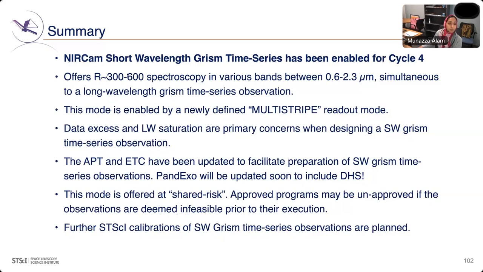The spectral resolution for the short wavelength time series is between 3 and 600 and provides spectra in various bands between 0.6 and 2.3 microns, simultaneously with long wavelength time series observations. Multi-stripe readout mode enables these observations to be performed. And when designing your short wavelength Grism time series, data access and long wavelength saturation are our primary concerns. So the APT and ETC have been updated to help us prepare some of the short wavelength Grism time series observations, and you can use the workflows that we've outlined here in order to set those up.